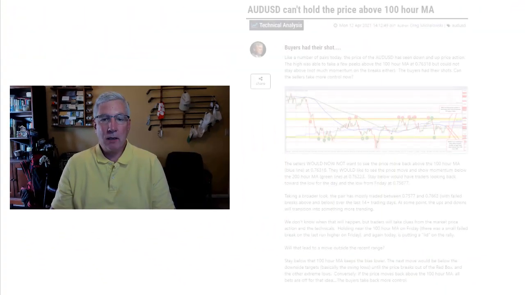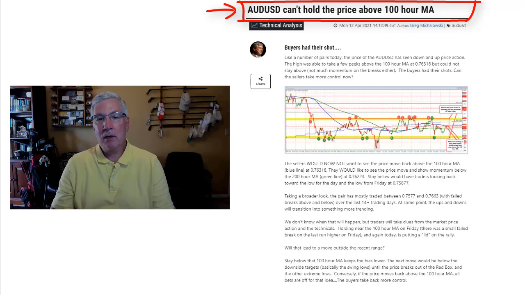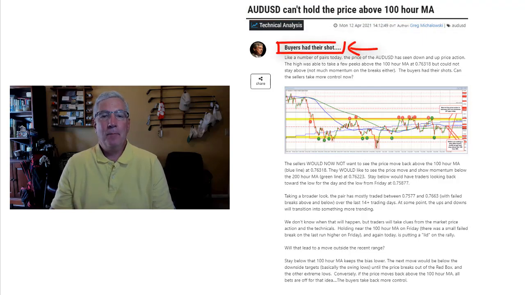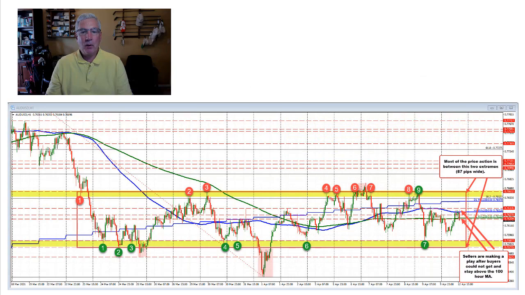On Monday, I posted on the Aussie versus US dollar. In that post, I titled it, Aussie US dollar can't hold the price above the 100-hour moving average, and had a subtitle, Buyers Had Their Shot. From the title, there is a bearish bias. The price is below the 100-hour moving average, and the buyers had their shot. So it implies a failure, right? Here is the chart from the post.